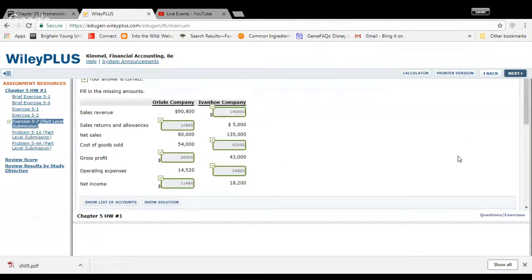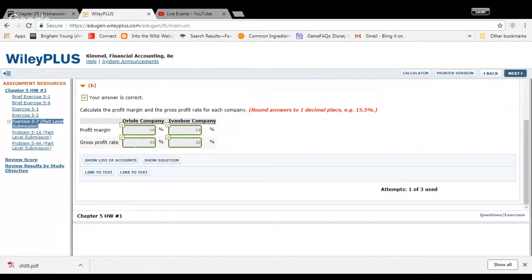Yep. So for company number one, we have 26,000 over net sales of 80,000, which gives you 0.325, and this is where I'm talking about the rounding up. So instead of 32.5%, you're just going to round up to 33%.